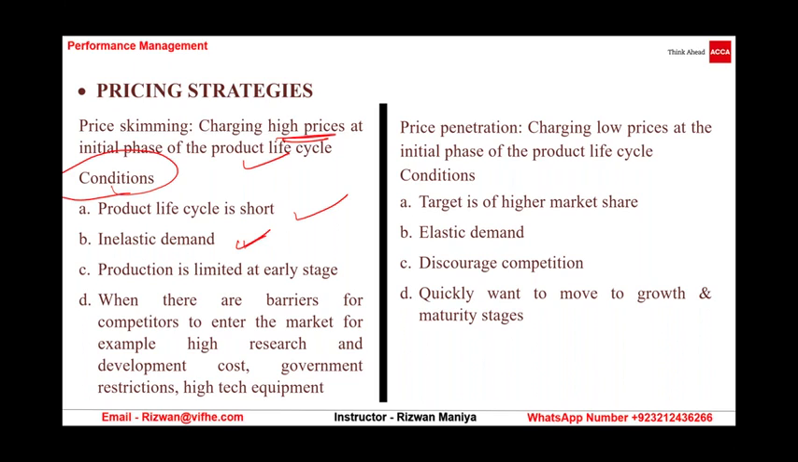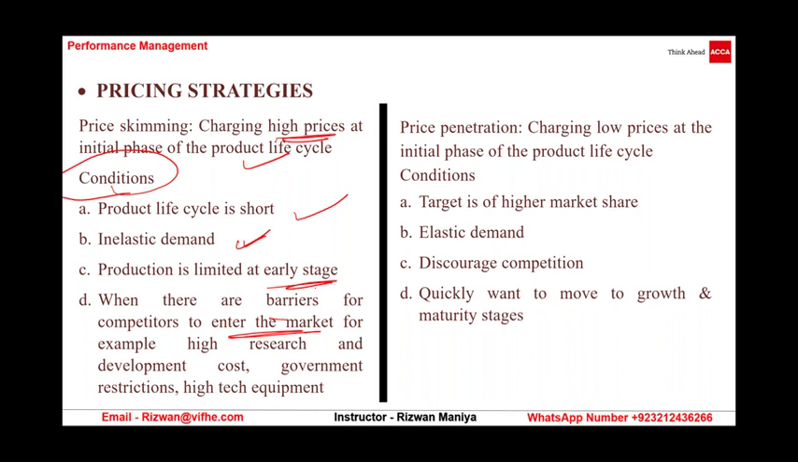So in case of inelastic demand, you can use price skimming, because if you charge high price, demand will not be affected. Production is limited at early stage. In case of cars, mainly, when production is limited, you charge high price, because if you charge low price, you will get lots of demand and you might not be able to cover it. Understand?